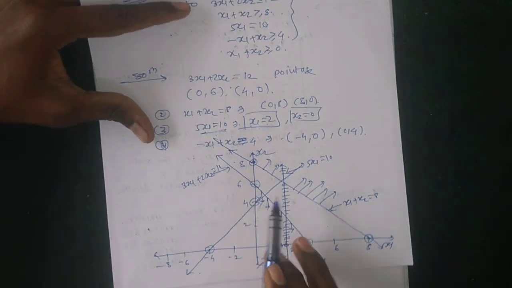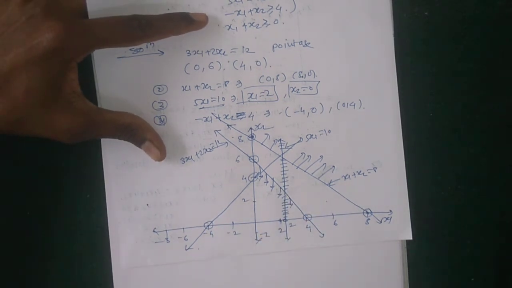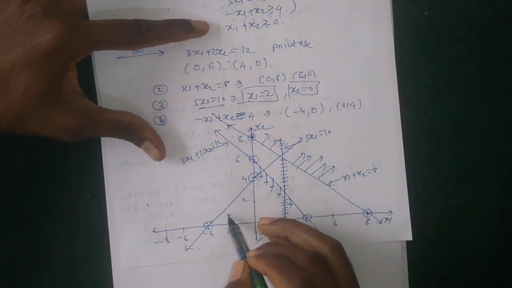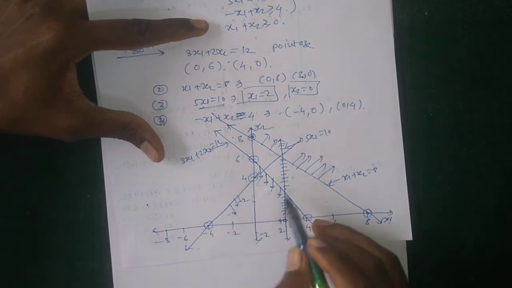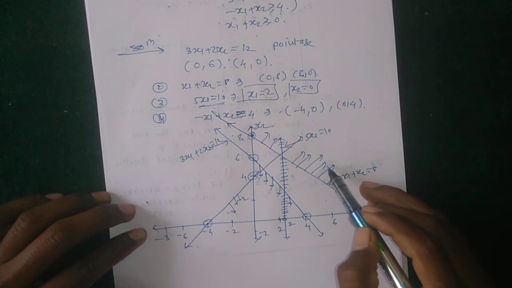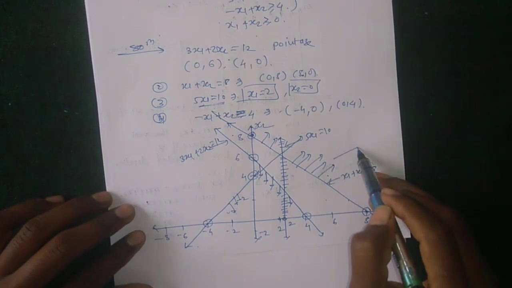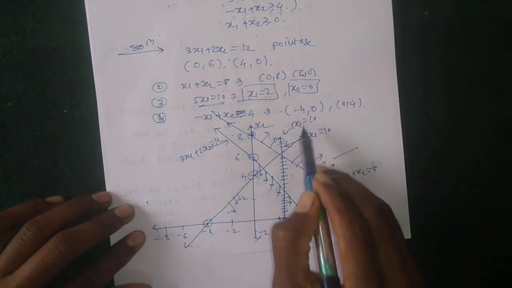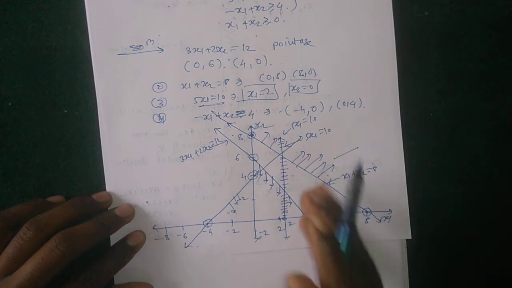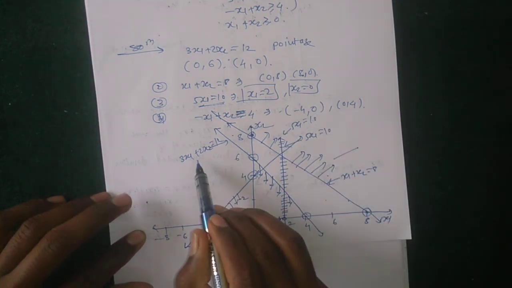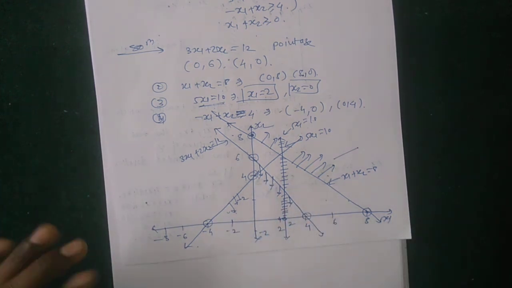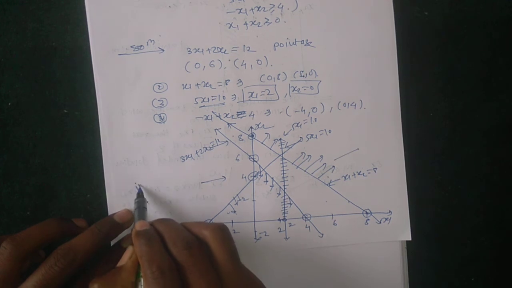And next is -x1 + x2 ≥ 4, means upper side of this line. So here no common region, because for the other line region is the below side. For 5x1 = 10, region is only the line, and for 3x1 + 2x2 ≤ 12, region is below side, and therefore there is no common region, given LPP has infeasible solution.